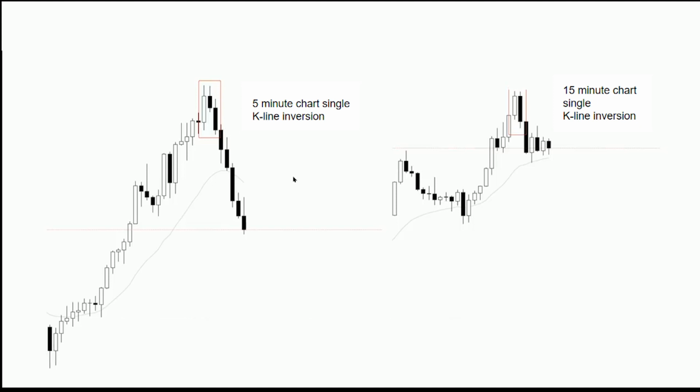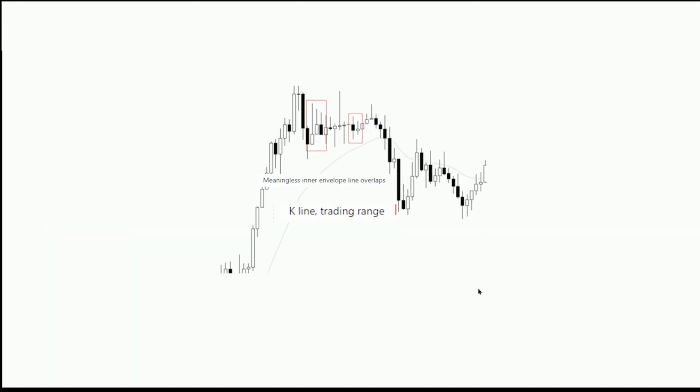And then let's look at the inside K-line. The inside K-line is a second K-line that sits inside the first K-line, as if surrounded by it. That's the definition of the inside K-line. Most inside K-lines are meaningless. If you look at the box in my chart, it's meaningless. It's just a continuous overlap of K-lines, which represents the trading range.